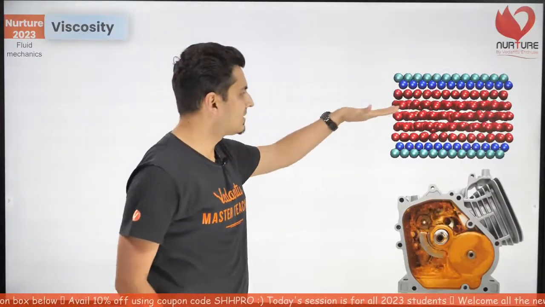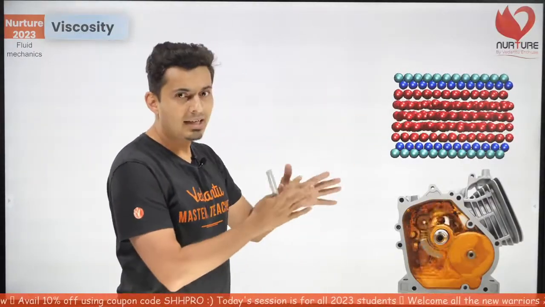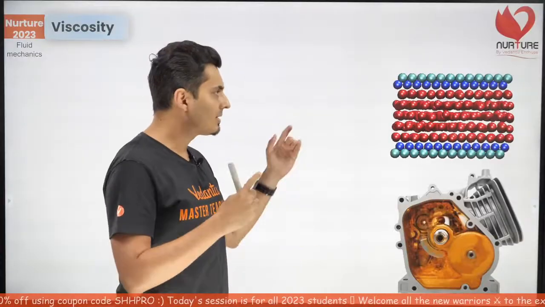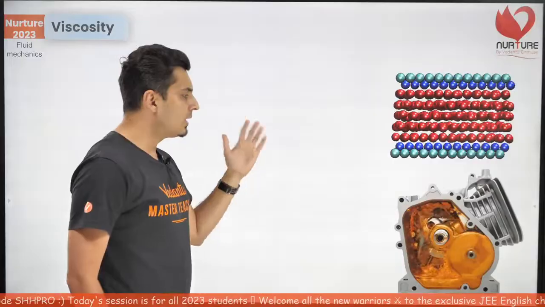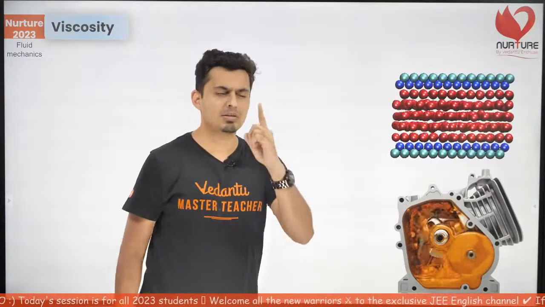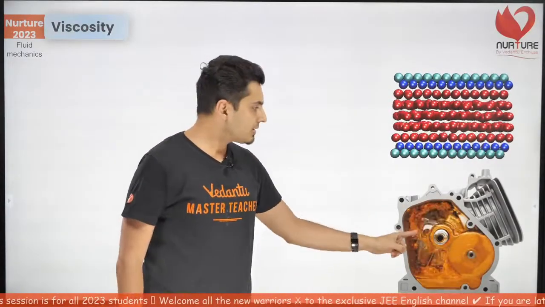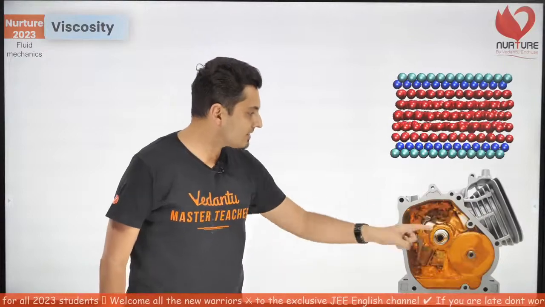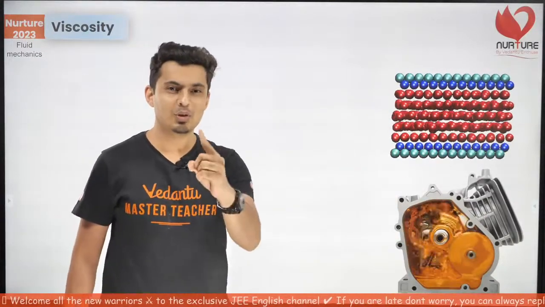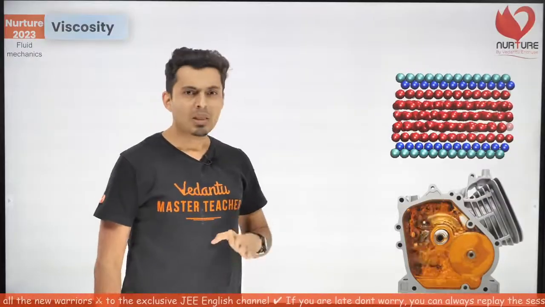So the molecules tend to slide, they tend to make bonds. That's what causes viscosity. And one of the good examples where viscosity plays a very important role is over here in engines. This is a cross-sectional animation of an engine, of a scooter or of a car.